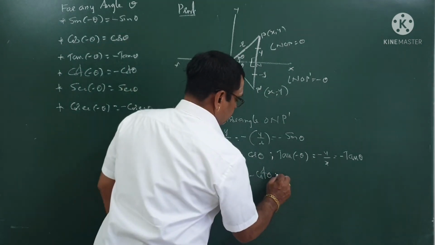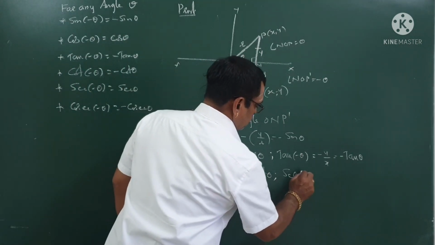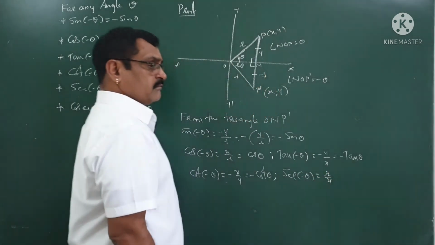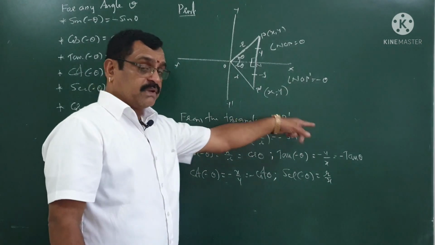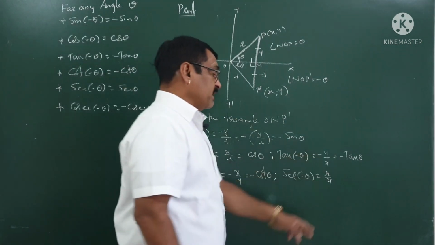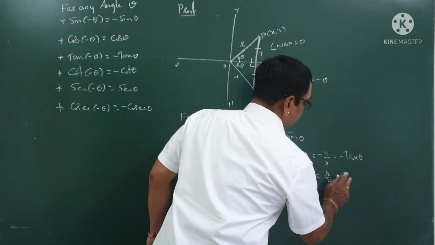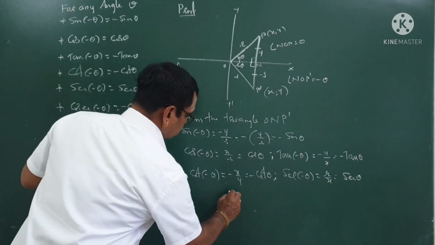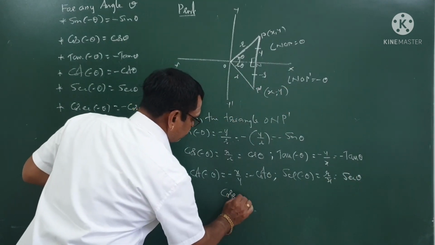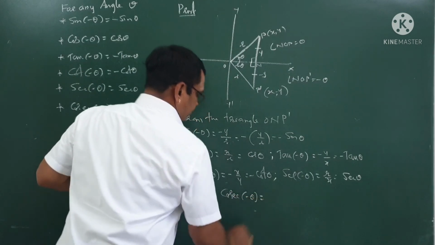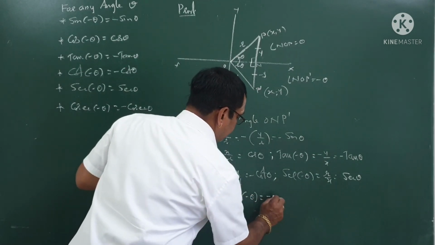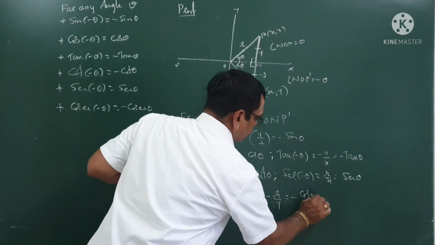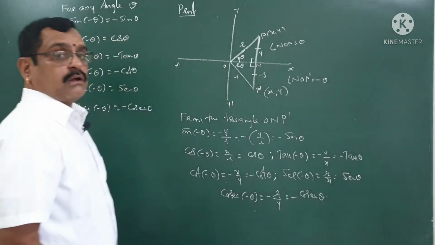Secant of minus theta is equal to r by x. All these are from the triangle ONP prime. Now r by x is equal to nothing but secant theta. And finally, cosecant of minus theta is equal to minus r by y is equal to minus cosecant theta.